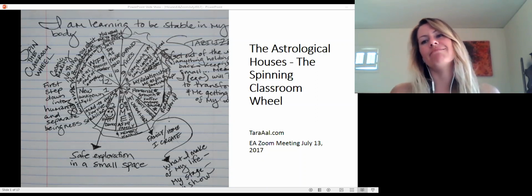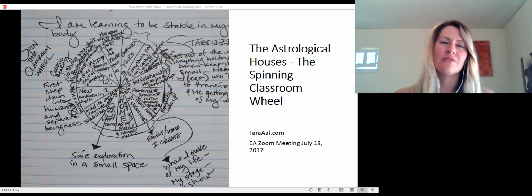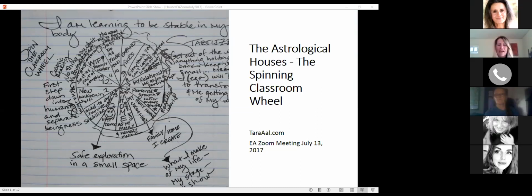So I'm calling this session the spinning classroom wheel because for me, the houses in part are classrooms. I think of them that way. And so sometimes even I ask myself, so, what's going on here or what's going on there? And even if the experiences in that area are difficult, there's something comforting about knowing at least that we're in the house or in the classroom where we're really meant to be learning. And we can look at that by the planets and things that are happening in the chart. So we will just hop right in.